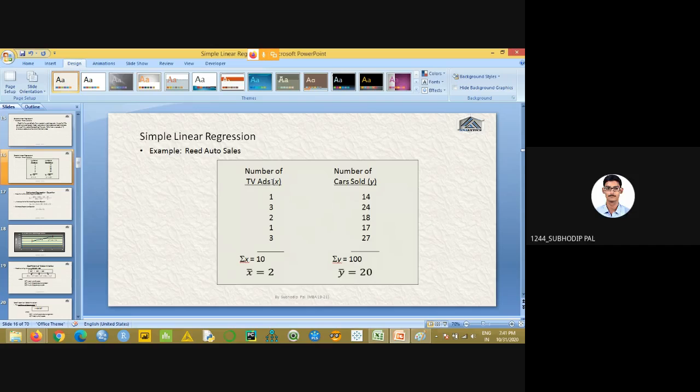So to find the regression equation, we have to find y cap is equal to b0 plus b1 x1. So what we have to do first: the summation of x is 10, then x bar is equal to 10 divided by the number of observations, so 2. The summation of y is equal to 100, then y bar is equal to the summation of y divided by n, the number of observations.